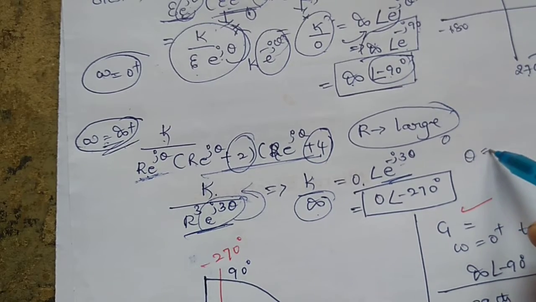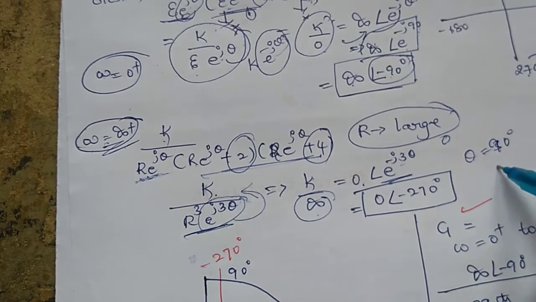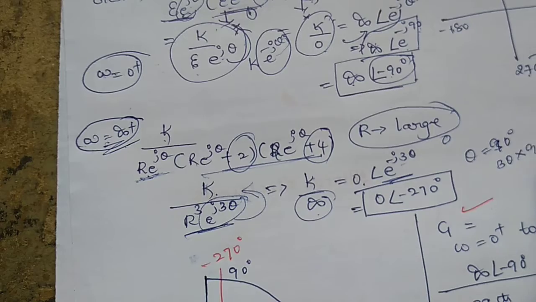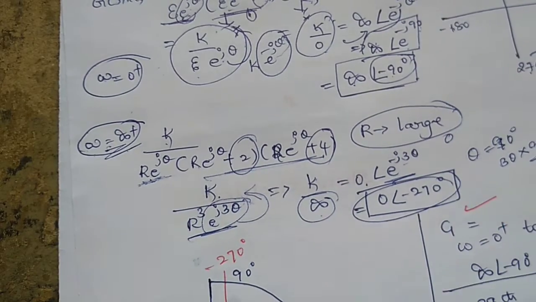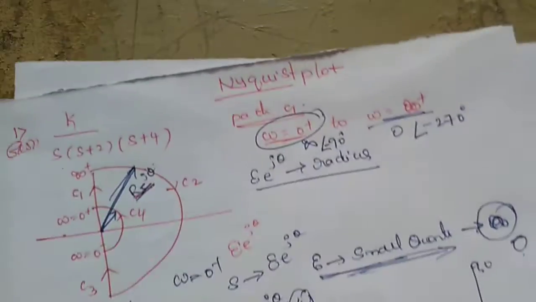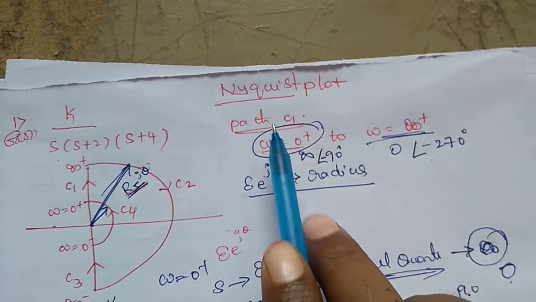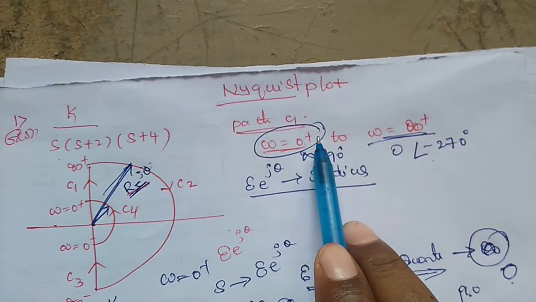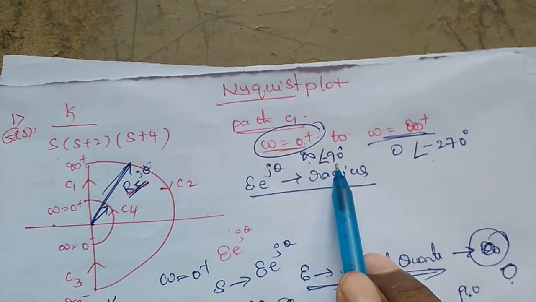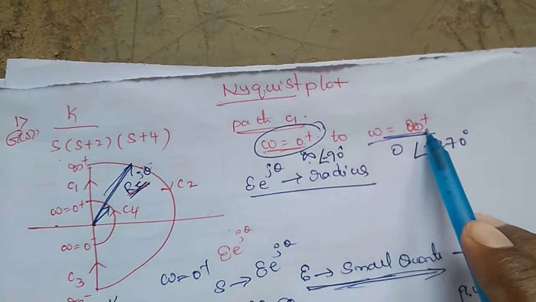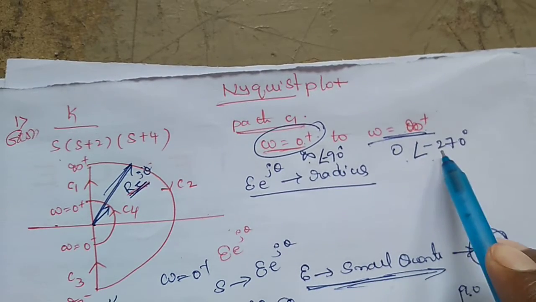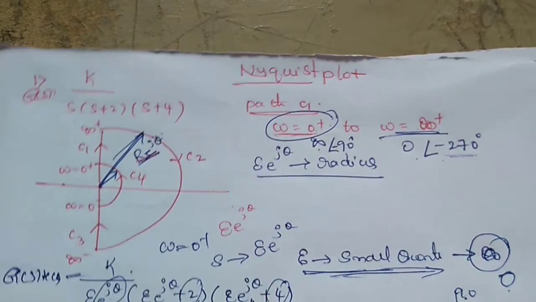We know that theta is 90 degree. 3 theta means 3 into 90. We get minus 270 degree. So now we have to find the path C1, from omega equal to 0 plus, infinite at an angle minus 90, to omega equal to infinity, 0 at an angle minus 270.